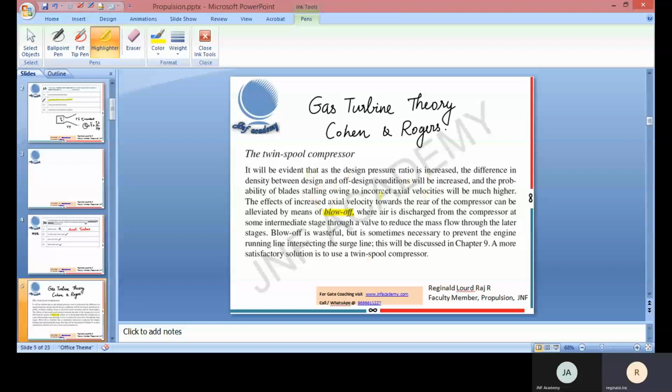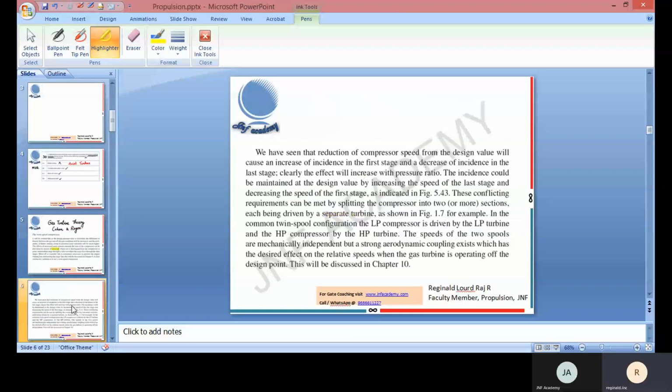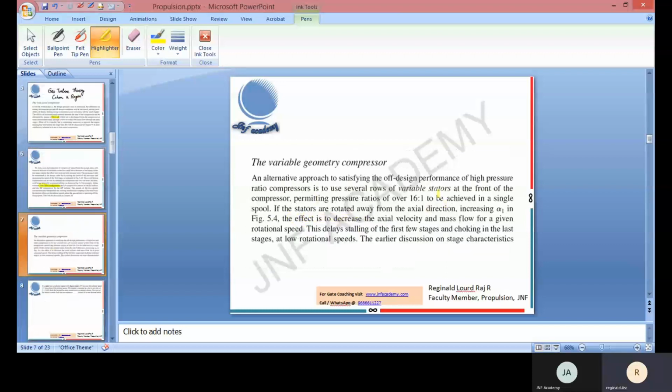Blow-off, they have explained what is blow-off. Then you can see the word multi-staging. And the last, a twin spool configuration, so you can have multi-spool. And the third reason, you can read it, variable stators. So it's very clear that they have taken the question from this book. You see that to satisfy the off-design performance of high pressure ratio compressors, the same wording as in the question.